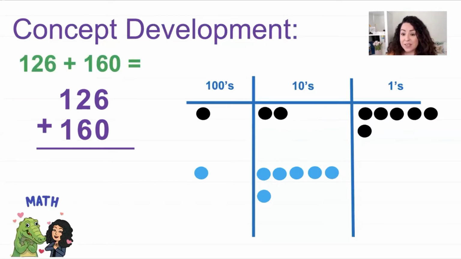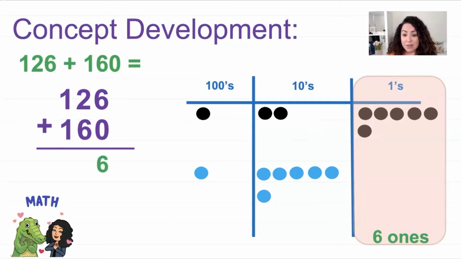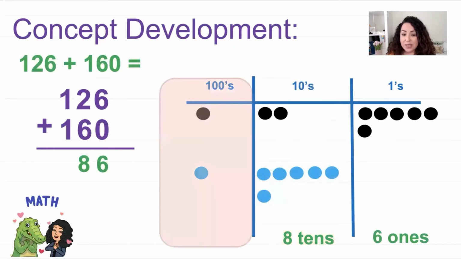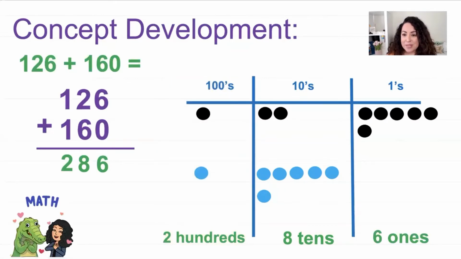So let's go ahead and get started with that ones column. I have 6 ones plus 0. Well, I don't have anything to do there, so let's just put 6 ones. Now let's look at that tens column. I have 2 tens plus 6 tens, and that's equal to 8 tens. So let's look at that hundreds column. I have 100 plus another 100, and that's equal to 200. So 126 plus 160 is equal to 286.